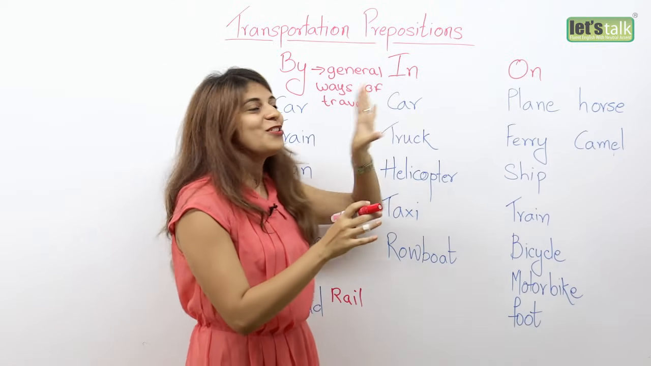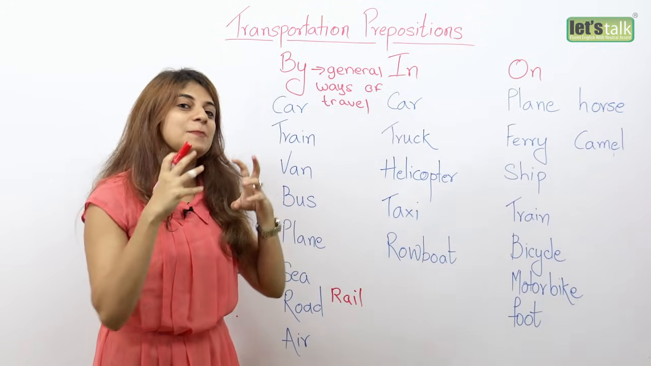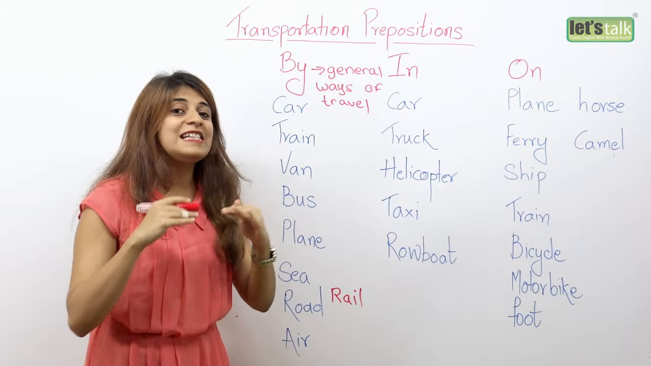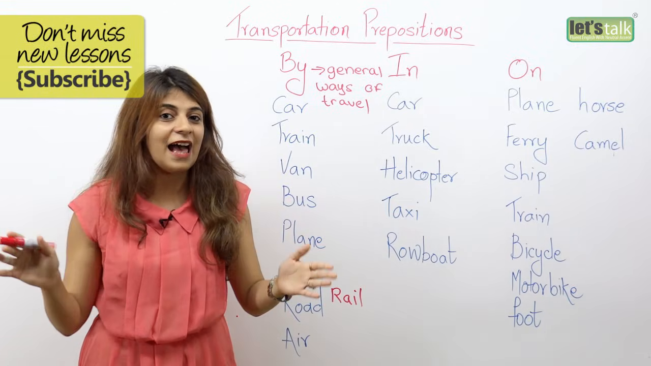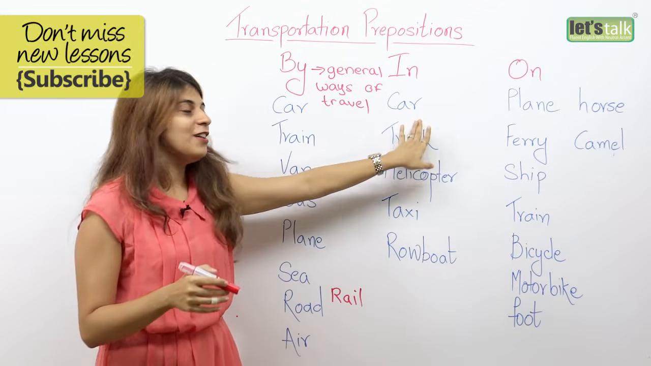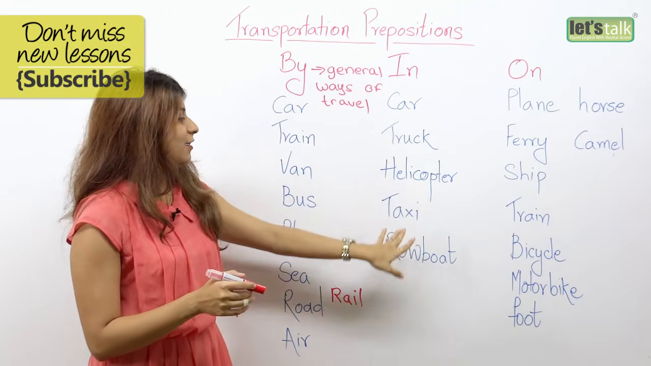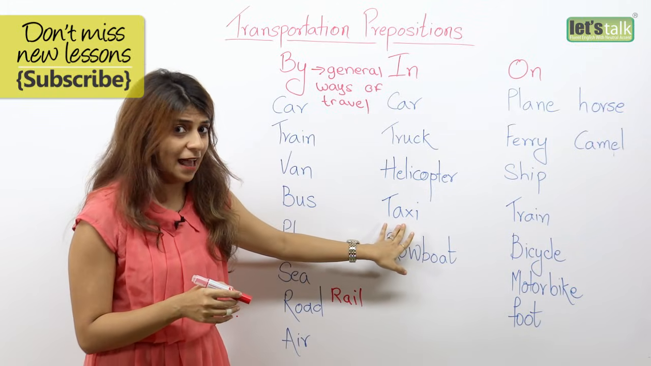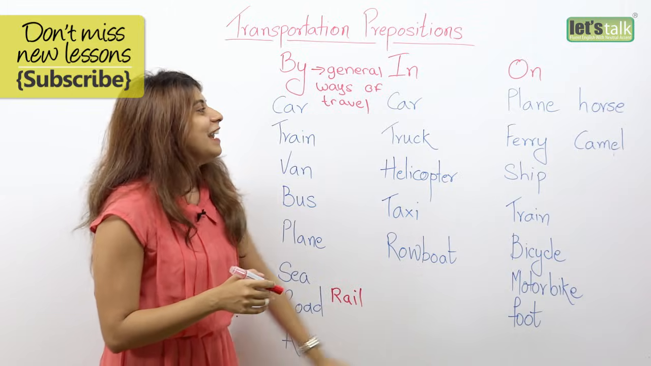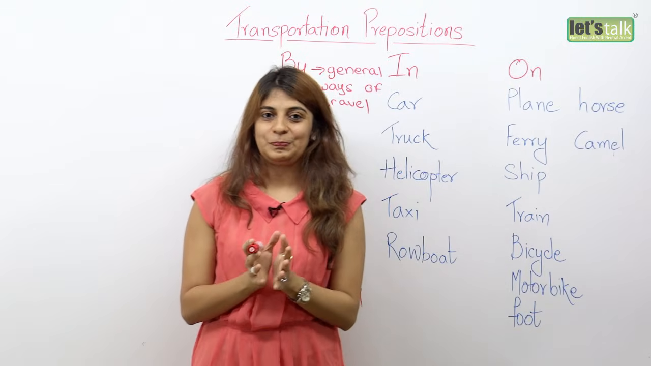Just make sure that you use the preposition in when you are talking about a specific vehicle and in the vehicles that you can sit inside and not stand while in motion, right? So, you sit in a car, you sit in a truck, you sit in a helicopter, you sit in a taxi, well, I'm in a taxi, and you sit in a rowboat, right?